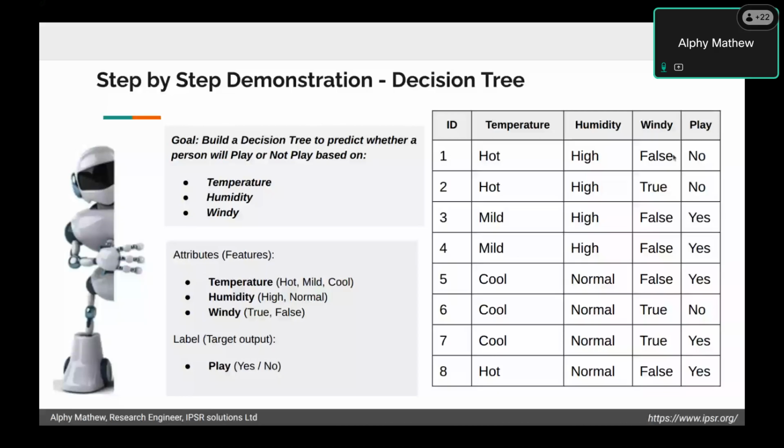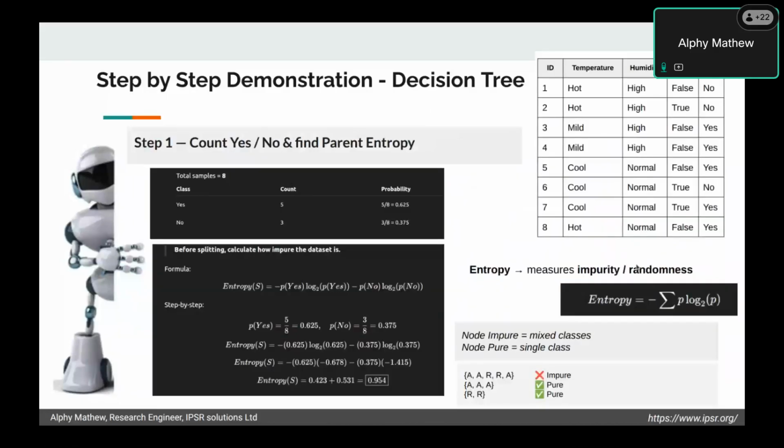A decision tree asks a series of questions about the features to reach the decision. We already know whether the humidity is high, the temperature is mild, or the wind is false, etc. The decision tree is trying to answer these questions. So we need to make the decision tree from these attributes. For that, the first step is to calculate the parent entropy.